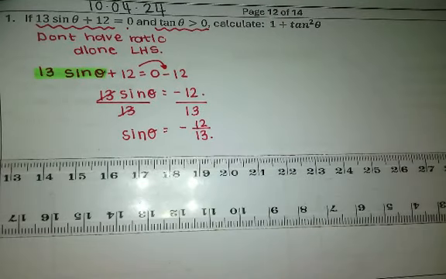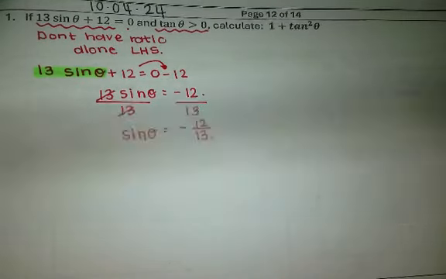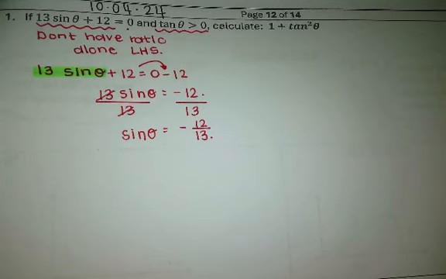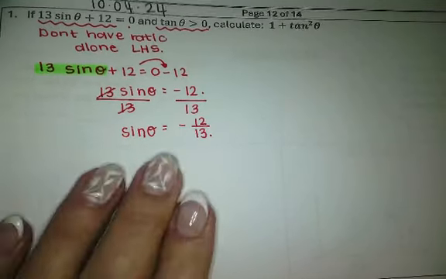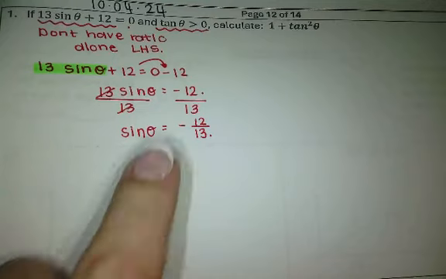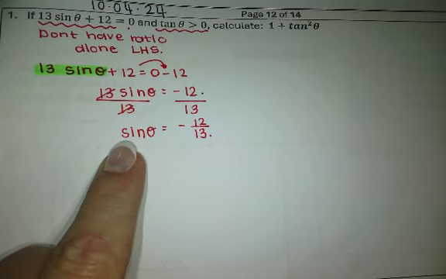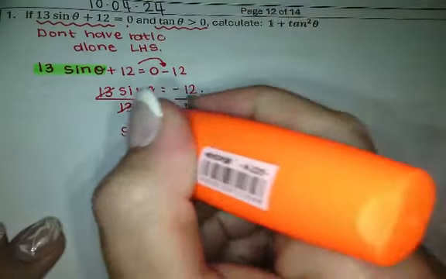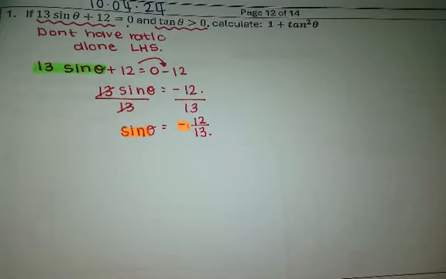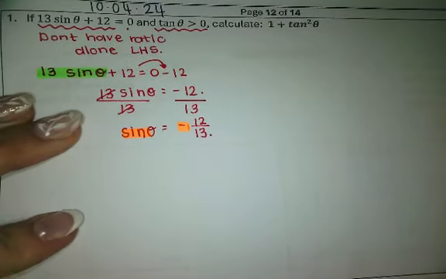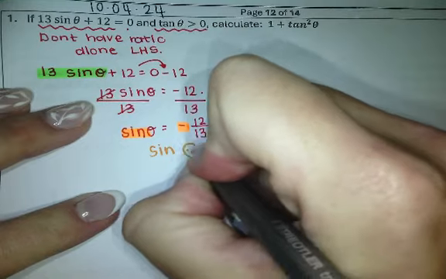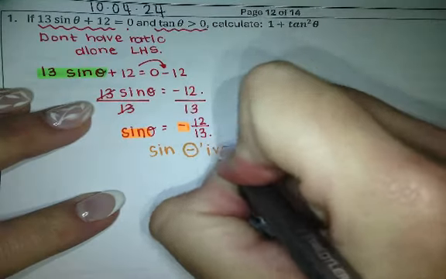So now that we have sin theta, we have the trig ratio alone on the left. We can now make a deduction from that. Is sin positive or negative in this instance? Negative. My ratio, look, my ratio, sin, is negative. So sin is negative.